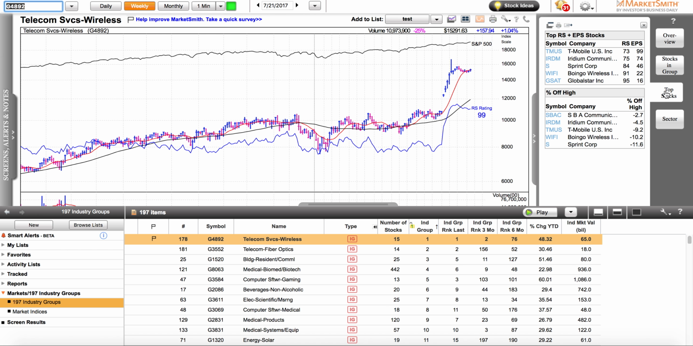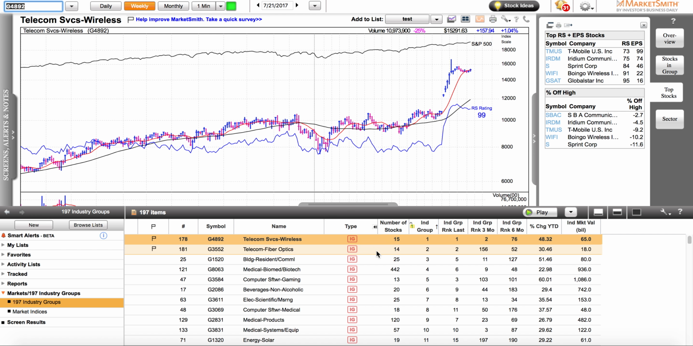and take a quick look at all the stocks which fall under the industry group. If you do top stocks, then based on the relative strength and the earnings per share, the top 5 stocks show up in terms of percentage off the 52-week high. All right, so you can quickly go through each industry group.